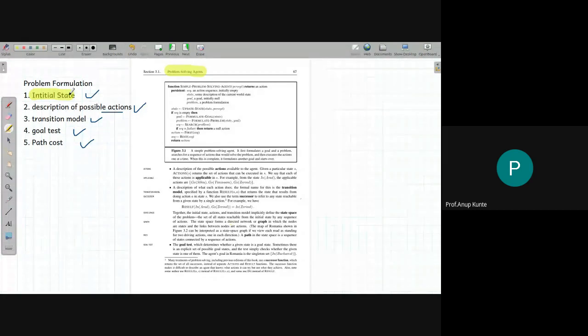Description of possible action would every time mean that given a state, you should be able to understand in that state what actions the agent is permitted to perform. So every time the agent takes a decision to apply a particular action, it should know whether that action is a feasible action in that state or not. So you have to have a description of possible actions, and not all actions are applicable in a situation or in a state.